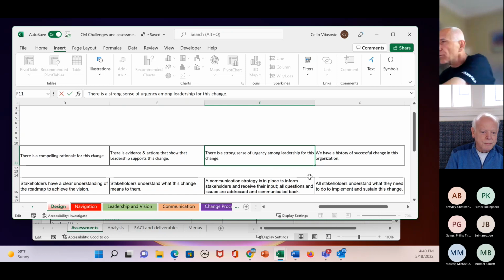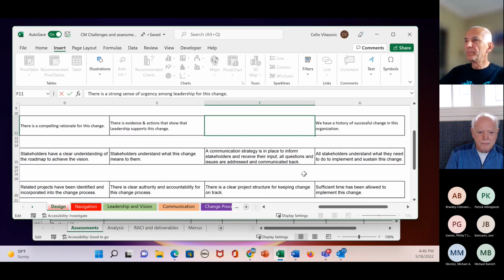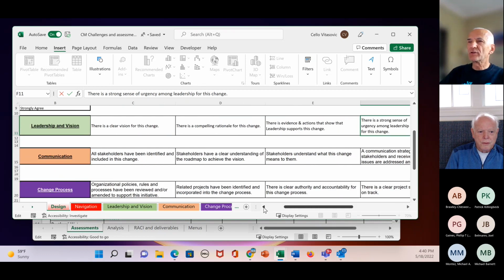Okay. We'll move on to the next one. And next one is communication. So this is kind of communication with stakeholders. All stakeholders have been identified and included in this change.